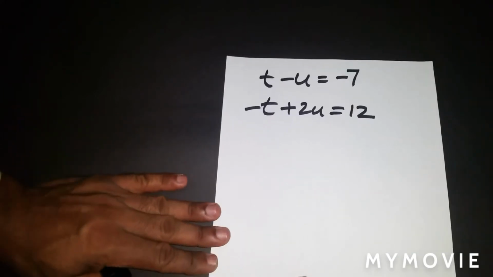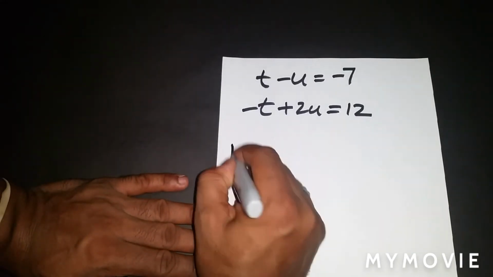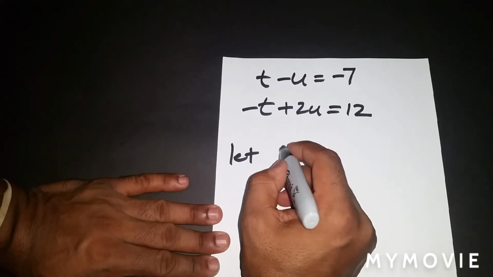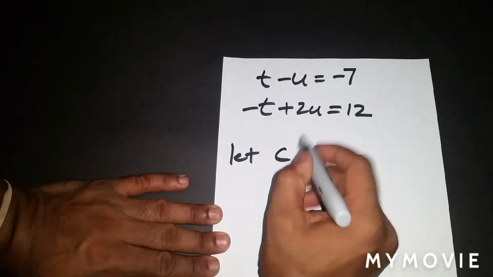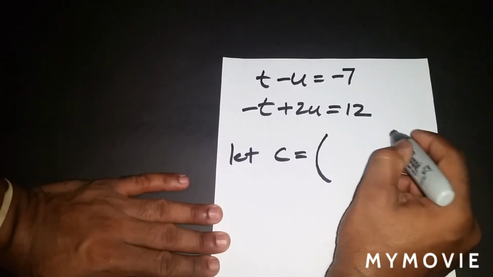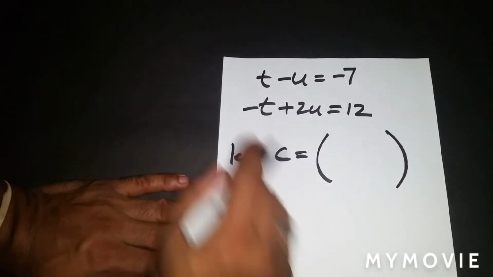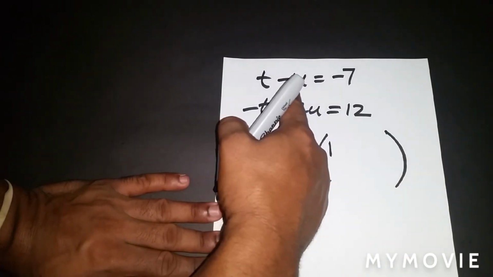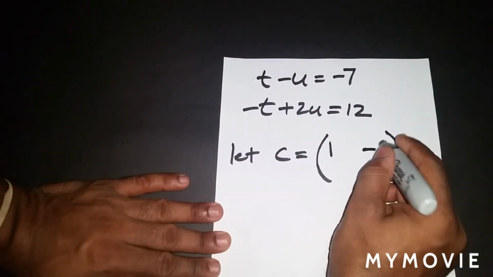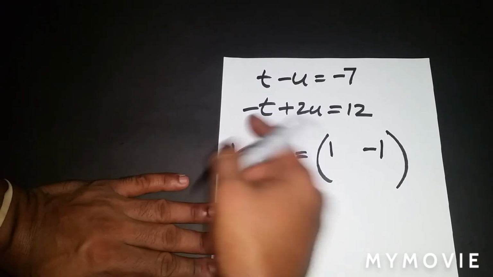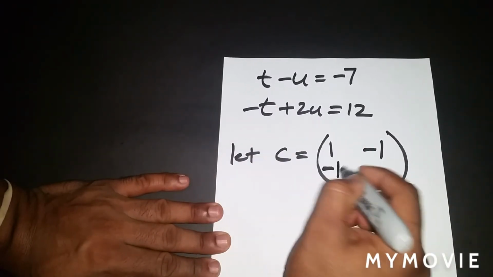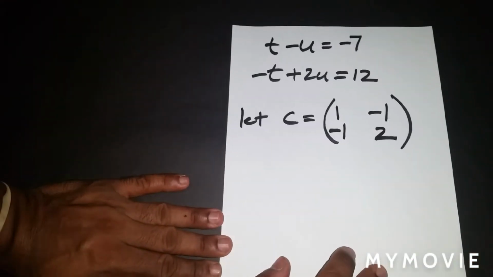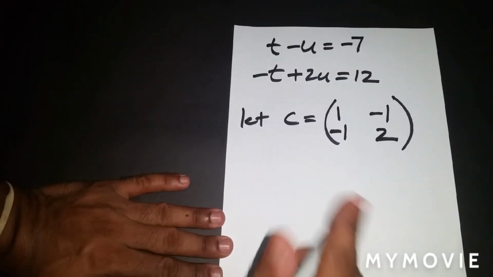So let's go. Now that I have that, it doesn't really matter what letter it is. I could call it C as well, in terms of the 2 by 2 matrix that we're going to generate. So let C equal, and the coefficient of t in equation 1 is positive 1. The coefficient of u here is negative 1. For equation 2, the coefficient of t here is negative 1. And the coefficient of u here is positive 2. So we're going to go ahead and attempt to find the determinant.